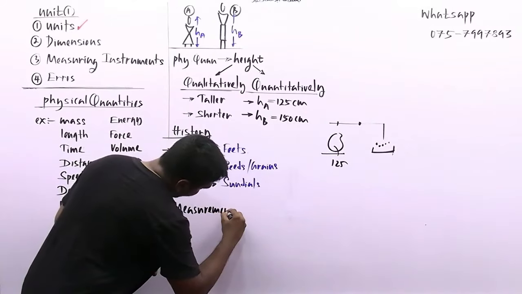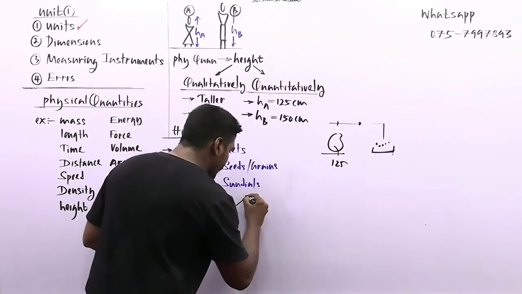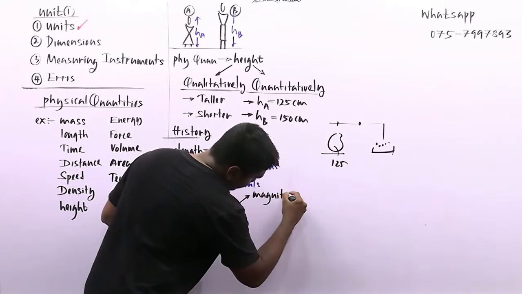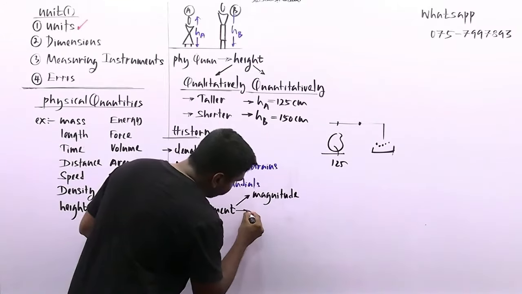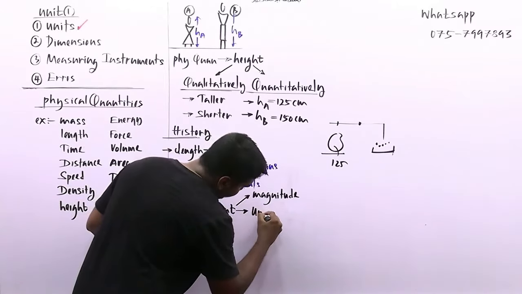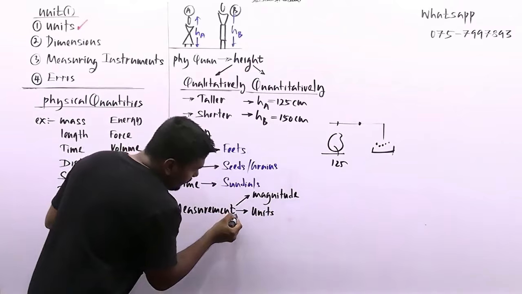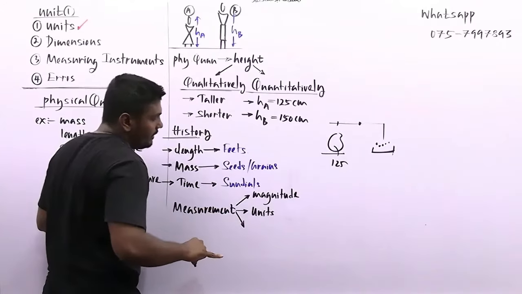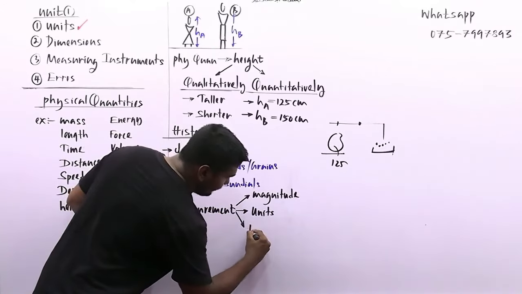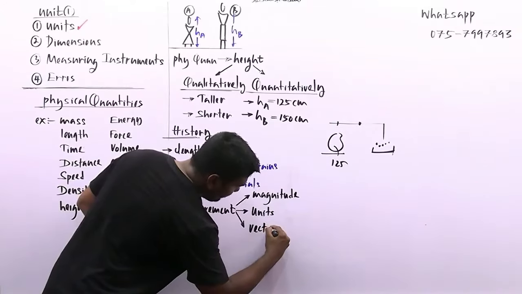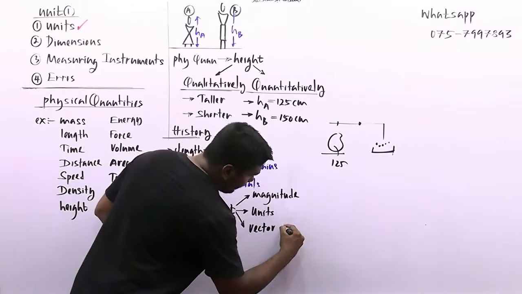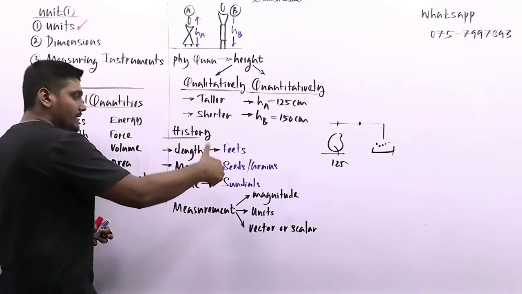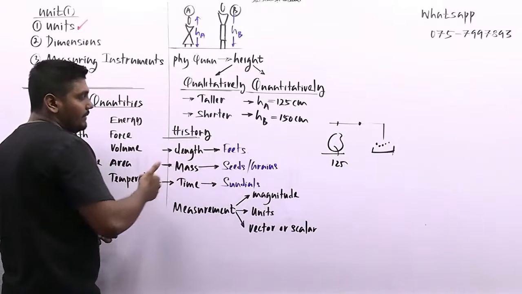Now, any measurement has 3 main properties. One is the magnitude. That is clear. Number two is unit. That is also clear. Third idea is the nature of the quantity, that means whether that physical quantity, that measurement, is a vector or scalar. Then what is a vector and what is a scalar?